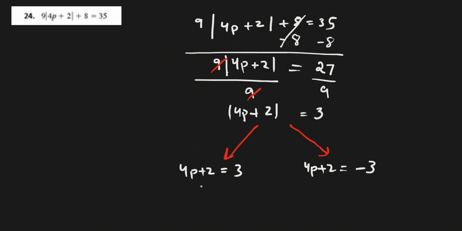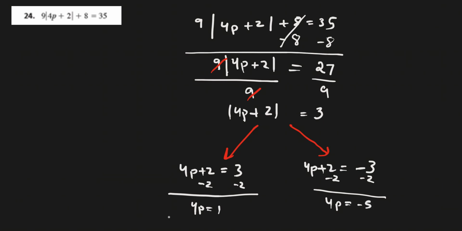Anyway, going back to this problem, we have to solve both of these, so we can subtract 2 from both sides. Actually, the steps are going to be the exact same for both of these. 4p is equal to 1, and this one's going to be 4p is equal to negative 5. Except we're having quite different results. So p is equal to 1/4 in this case, and then in this case, p is equal to negative 5/4.